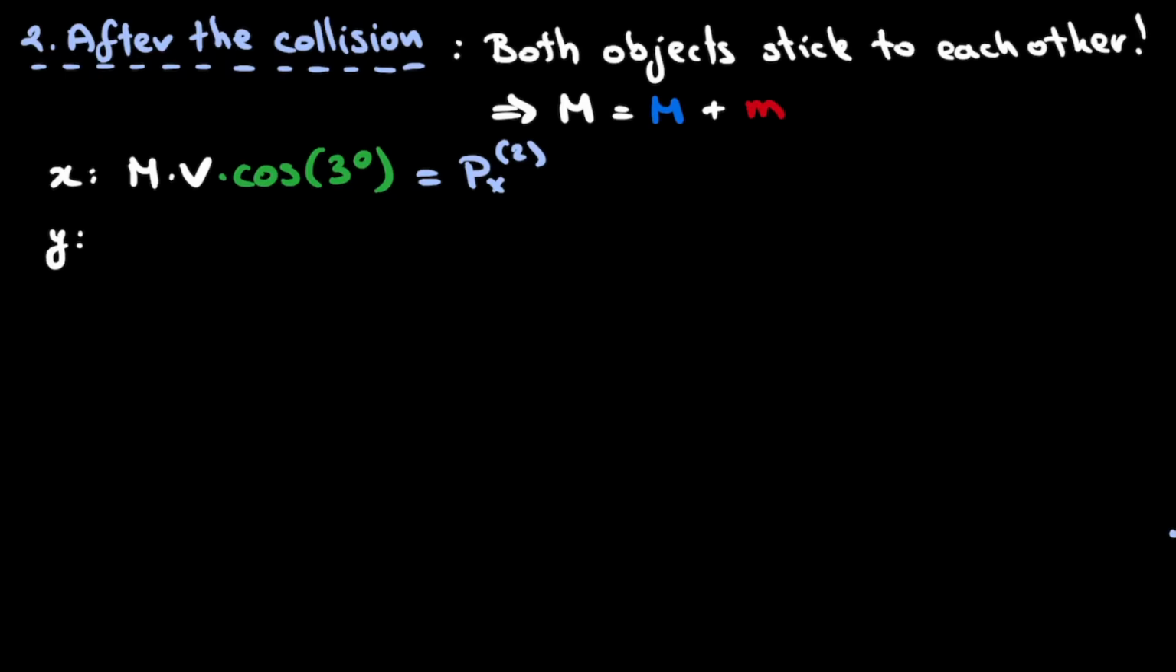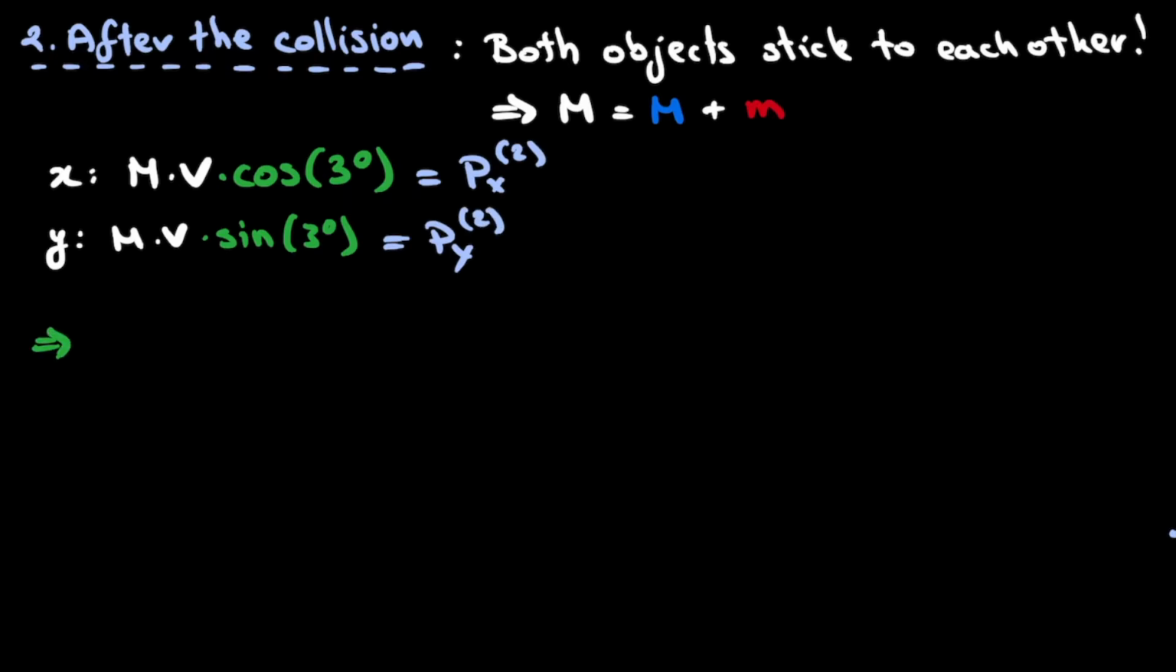In the y direction, things are very similar. We have again m multiplied by v, so the mass of the composite object multiplied with its velocity. But now we need the y component, so we multiply with the sine of 3 degrees. And this will simply be the total momentum in the y direction after the collision.